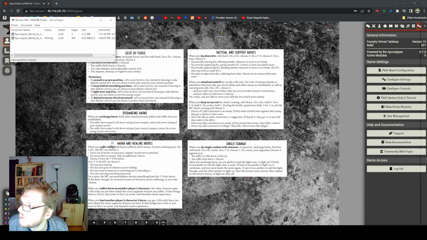So then, when you suffer harm, you then have to use the harm move. When you suffer harm, roll plus harm suffered. So if you took 2 harm, you roll 2d6 plus 2. On a 10 plus, again, I get to choose. The MC can choose one. Note, this is not your choice.